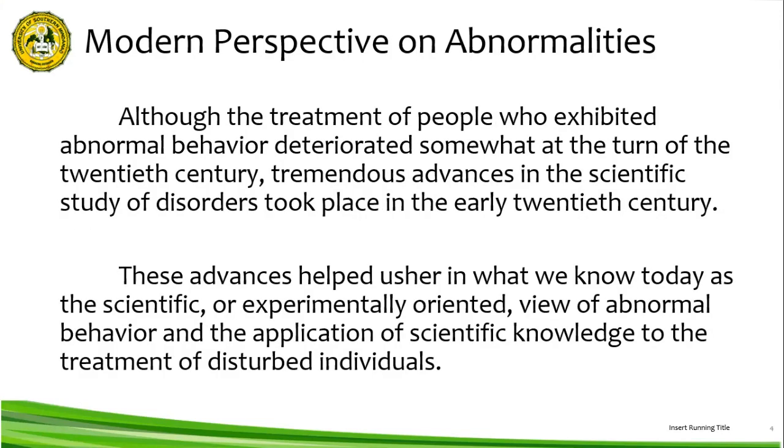Now, the modern perspective on abnormalities. Although the treatment of people who exhibited abnormal behaviors deteriorated somewhat at the turn of the 20th century, tremendous advances in the scientific study of disorders took place in the early 20th century. These advances laid the groundwork for the biological, psychological, and social theories of abnormality that now dominate psychology and psychiatry. These advances helped usher in what we know today as the scientific or experimentally oriented view of abnormal behavior and the application of scientific knowledge to the treatment of disturbed individuals. So we have emerged from animism to now using empirical or experimental knowledge in treating abnormalities.